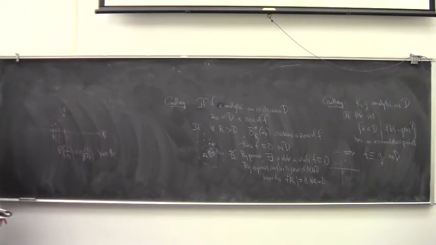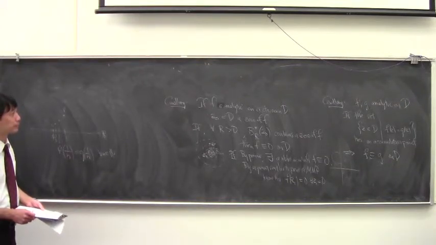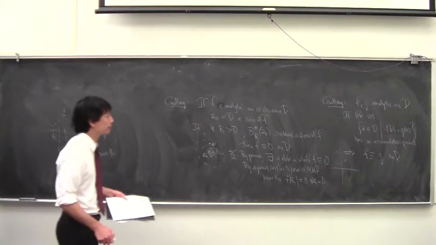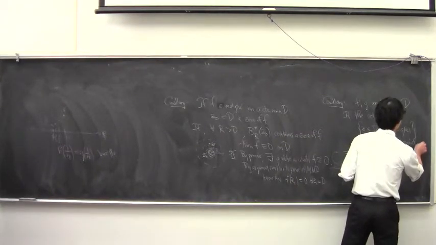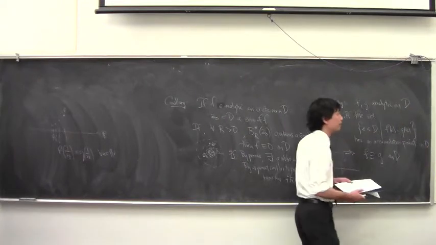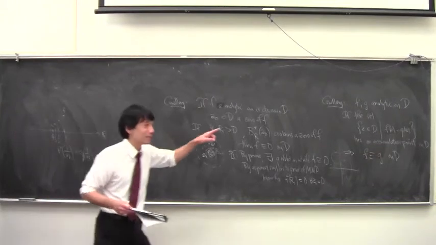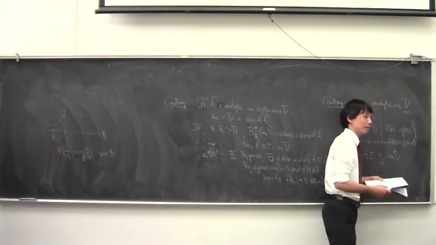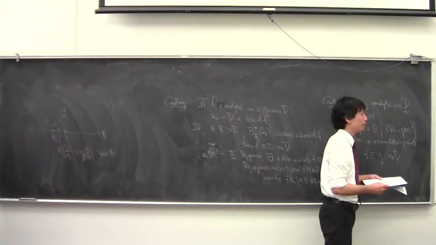Yeah. Christian. For this corollary, you also need that this accumulation point is in that set, right? Yeah. Yes. Yeah. But the set is open. The set is open, right? D is an open connected set. Okay. Right.